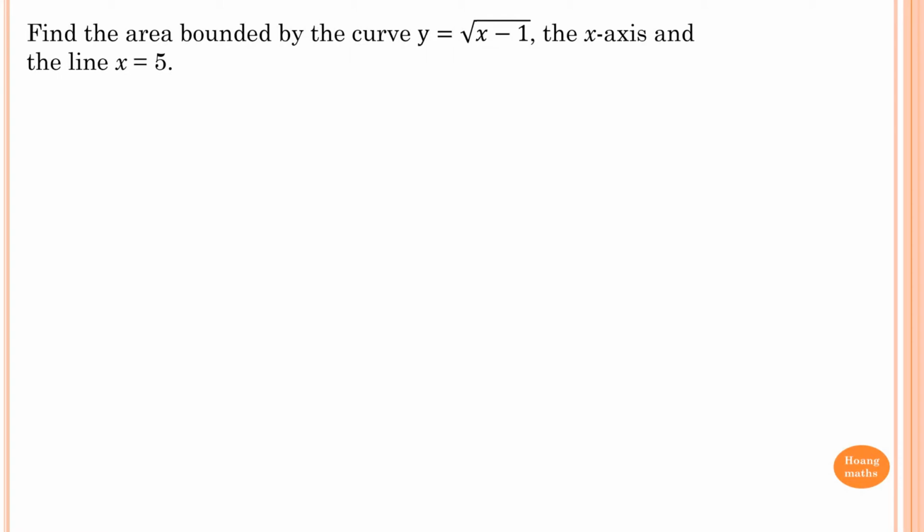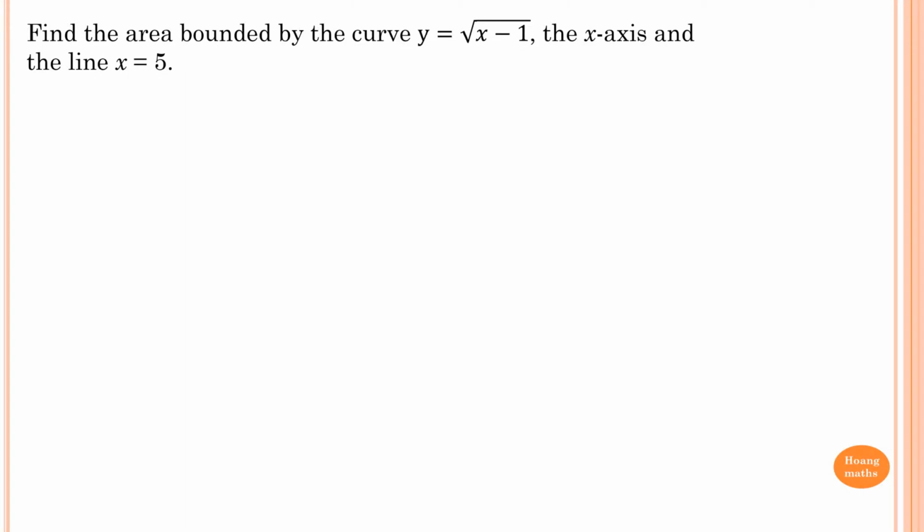Find the area bounded by the curve y equals square root of x minus 1, the x-axis, the line y equals 5. Please pause the video, try to do it yourself, see if you can. Otherwise, just watch how I do it.